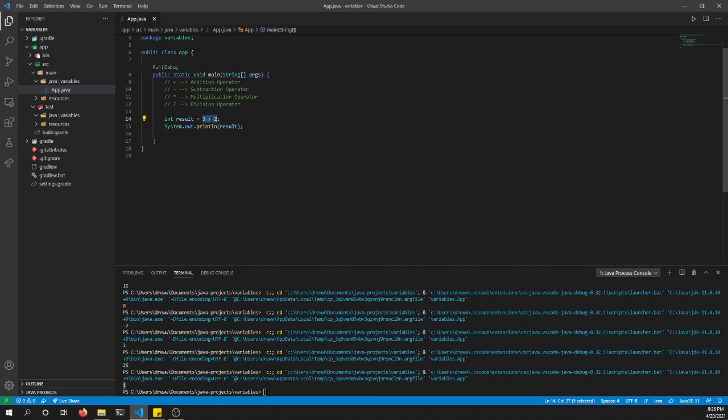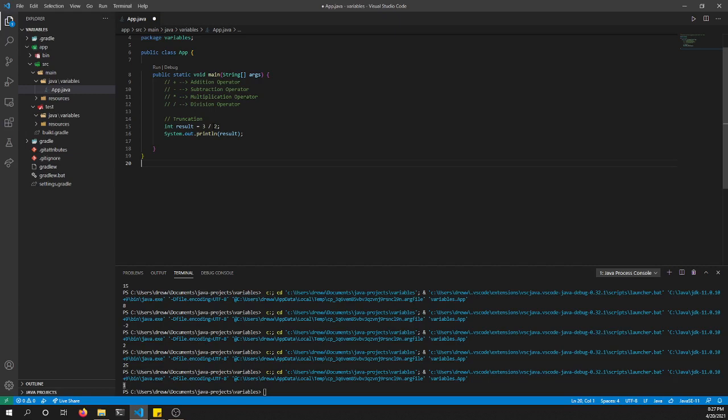We get 1.5. But because we're going to stick it in an int variable, we can only stick the whole number part of the answer in there. And because the 0.5 was an extra bit of data, it just gets dropped off. So notice we didn't round, we just dropped the result. And this is what's called truncation.